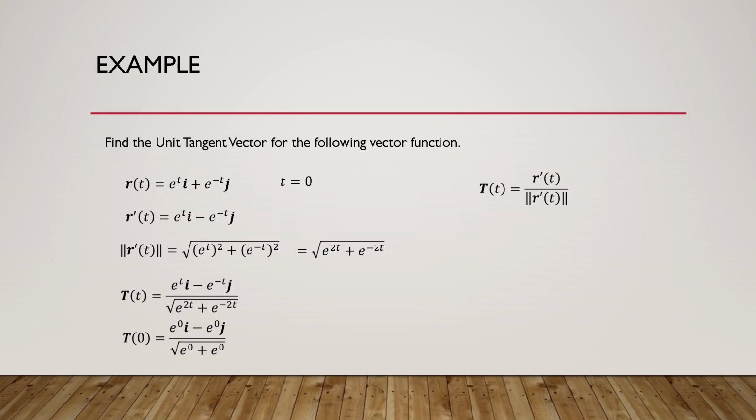Since e to the 0 equals 1, this simplifies to i over the square root of 2 minus j over the square root of 2. Rationalize the denominator to get the final answer: the square root of 2 over 2 i minus the square root of 2 over 2 j.